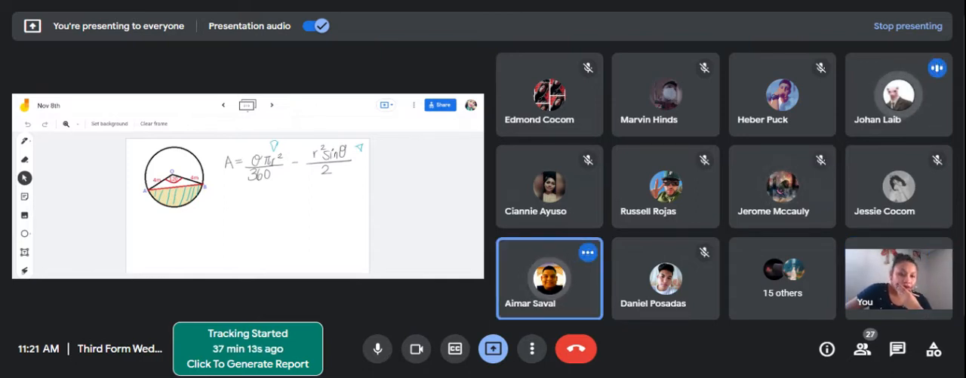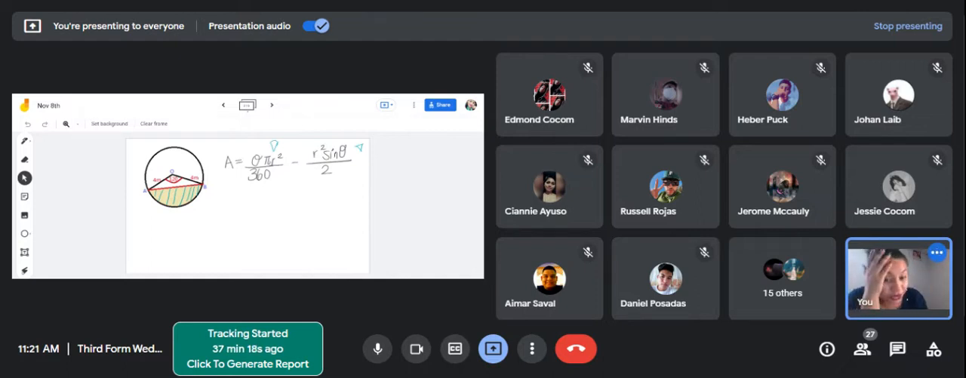Yes. So, for the second... okay, one at a time. Johan, go ahead. These are two separate formulas, miss. One for the segment and one for the triangle.